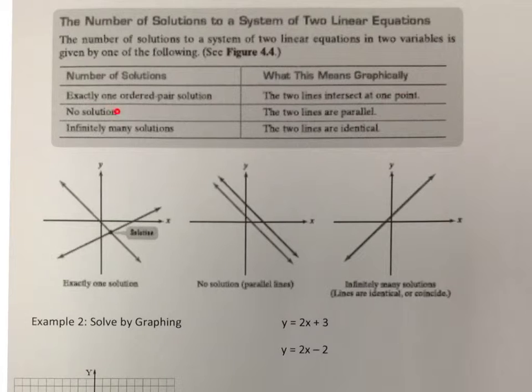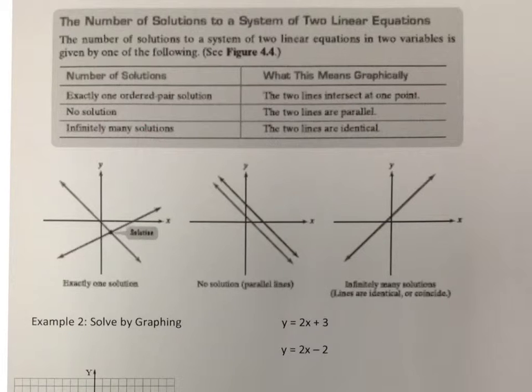You can get no solution, and that happens when you have 2 parallel lines, like in this picture right here. They're never going to cross, so we can't have a solution, so that's no solution. And you can get infinitely many solutions, which means the 2 lines are identical, and that's why they drew a big dark line on this. It means the 2 lines are the same exact line. They touch in infinite spots, so it's called infinitely many solutions.